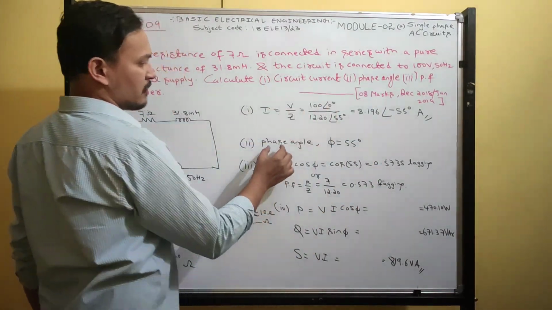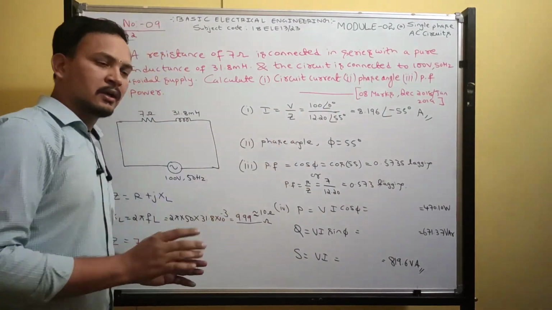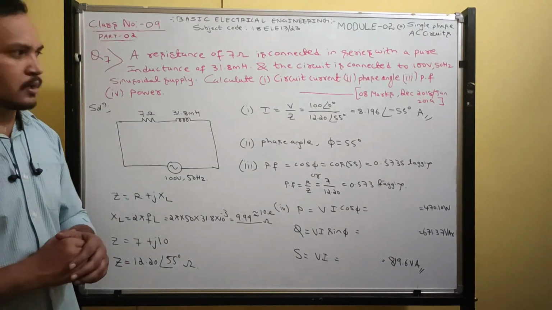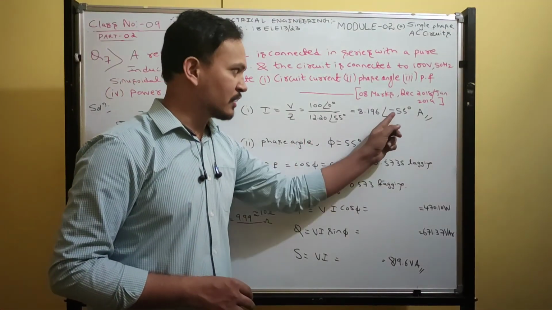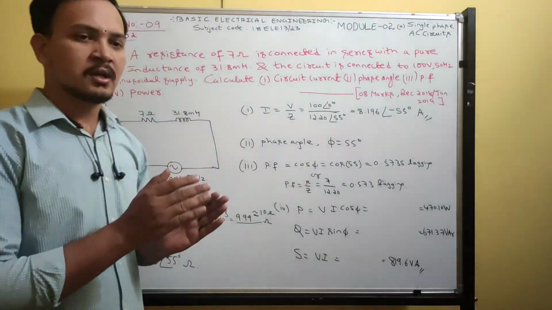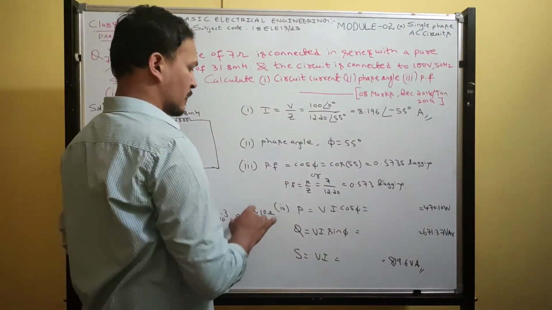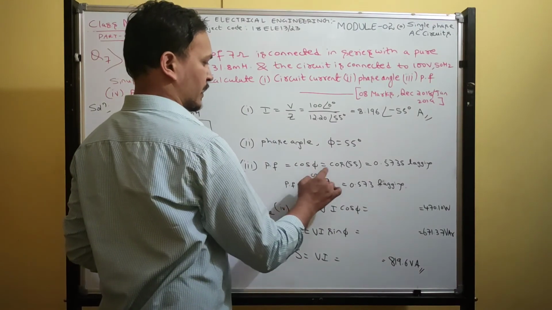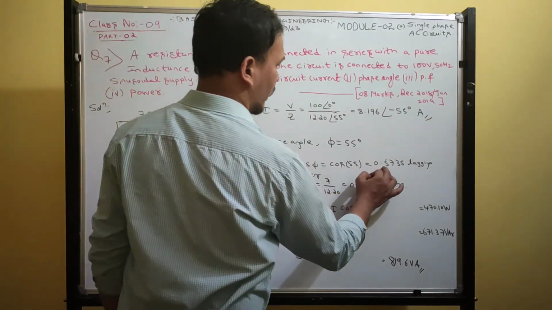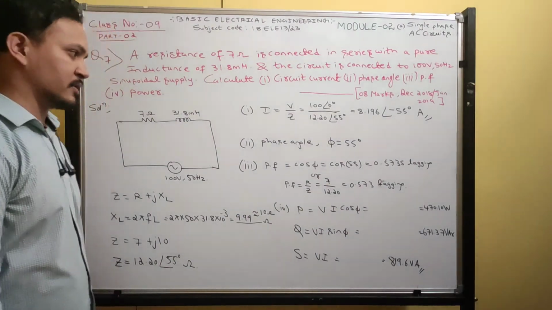So next, phase angle. Phase angle means phi. That indicates angle between voltage and current. How much? 55 degrees. Don't take minus and plus. Take the difference in that. Angle between voltage and current. That is 55 degrees. Next, power factor, cos phi. Cos of 55 degrees, 0.5735, you will get answer.